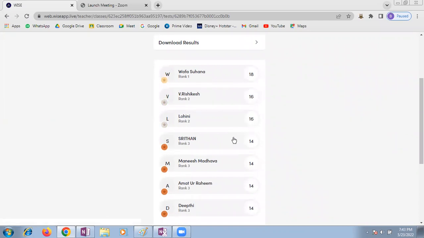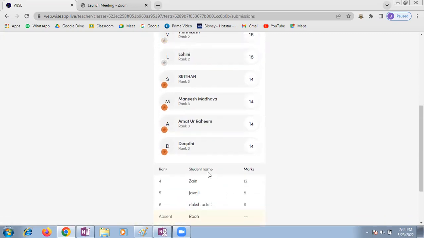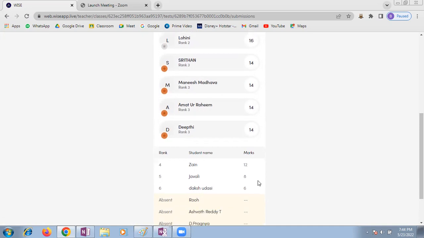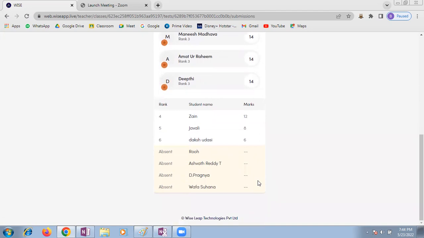Ma'am, 16. Lohini scored very good. Is Lohini there in the classroom? Lohini, are you there, Nana? Yes. Okay, very good. Ma'am, Suhana, no. Only very good. Manish, Madhav. Thank you, ma'am. Very good. And Ahmad. Ma'am, before he is 14 only, ma'am. Before. Why are my Jain and Daksh getting very less? Sorry, Javali and Daksh. Any network issue, ma'am? Javali? Ma'am, could you please go down once? Ma'am, Ashwati is absent, ma'am.